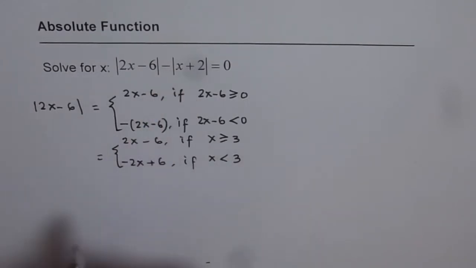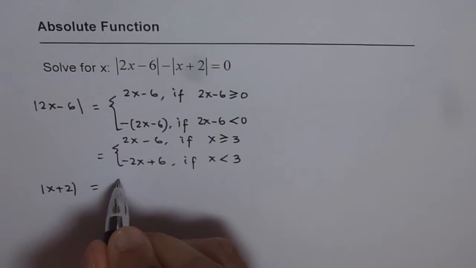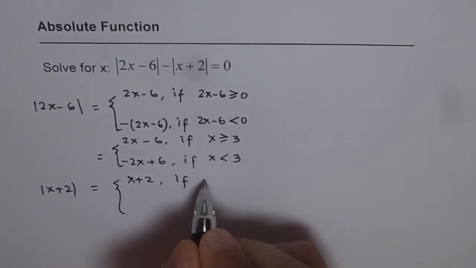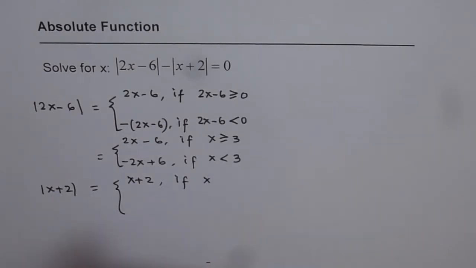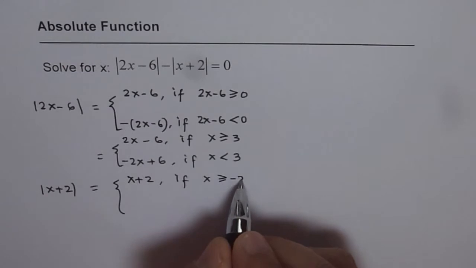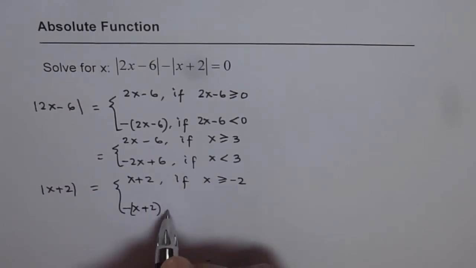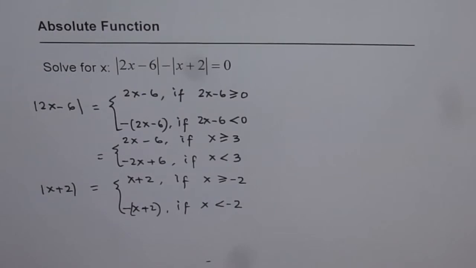Similarly, for x + 2, we can write |x + 2| as x + 2 if x is, when is this 0? At minus 2, right? So greater than or equal to minus 2. Or it is minus of (x + 2) if x is less than minus 2. So that is how we can write the absolute function |x + 2|.